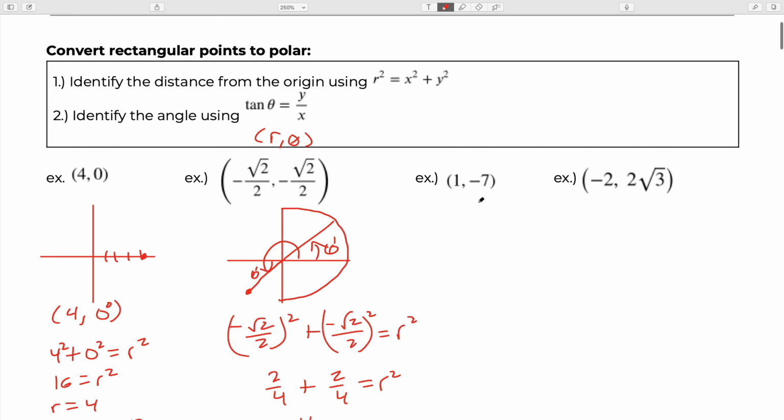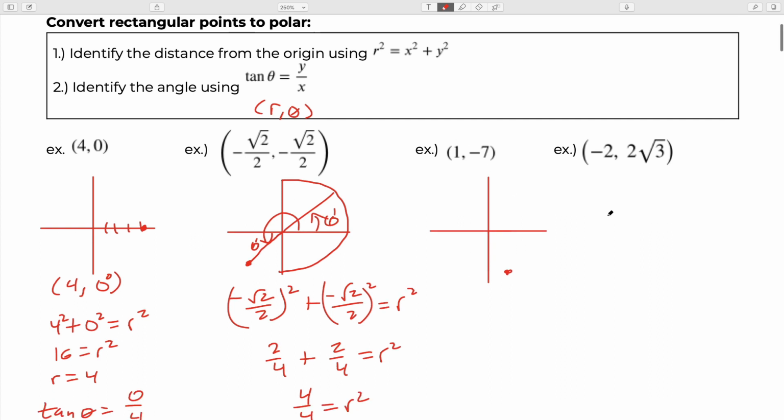Here, 1, -7. So let's go and find this. Let's find out the quadrant where this one's at. There we go. Okay, so 1, -7. All right. So we're dealing with somewhere like right around there, right? Well, actually, let's figure that out. So there's our coordinate point.